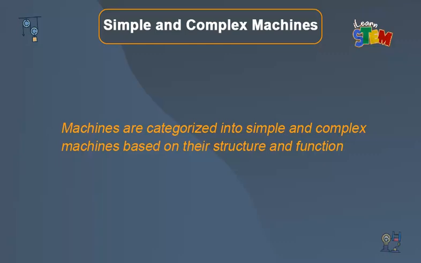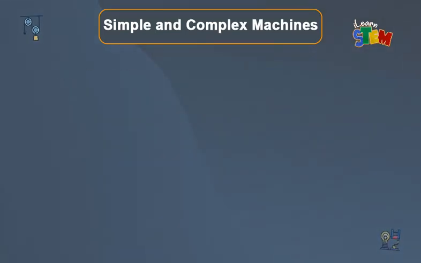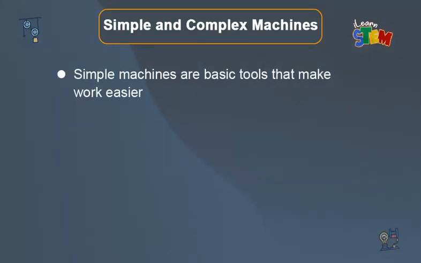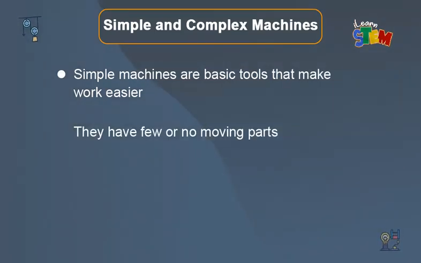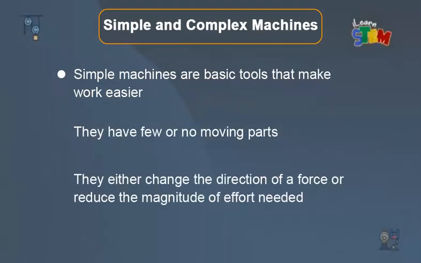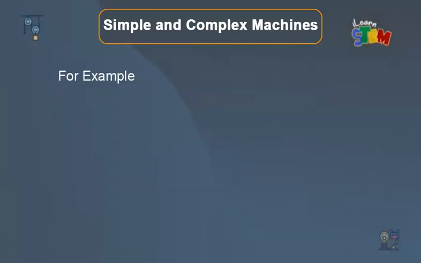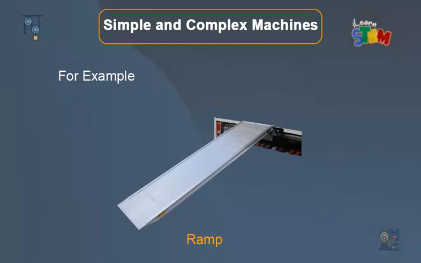Now let's talk about simple and complex machines. Machines are categorized into simple and complex, based on their structure and function. Simple machines are basic tools that make work easier. They have few or no moving parts. They either change the direction of a force or reduce the magnitude of effort needed. For example, a ramp, inclined plane, aids with pushing a heavy box up, instead of lifting it.